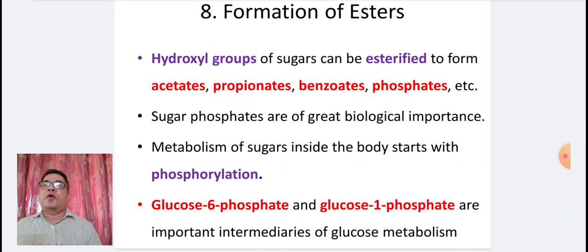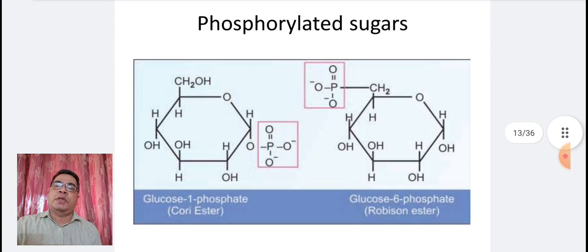Coming to the next point, formation of esters. Hydroxyl groups of sugars can be esterified to form acetates, propionates, benzoates, phosphates, etc. Sugar phosphates are of great biological importance. Metabolism of sugars inside the body starts with phosphorylation. Glucose 6 phosphate and glucose 1 phosphate are important intermediaries of glucose metabolism. Here we can see that glucose 1 phosphate and glucose 6 phosphate differ due to the change in the carbon atom attaching the phosphoryl group.